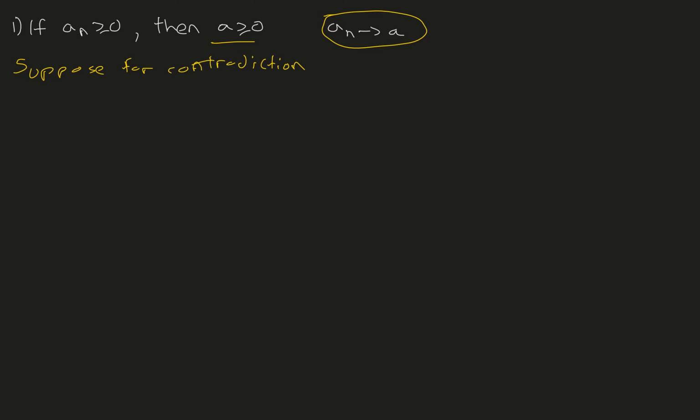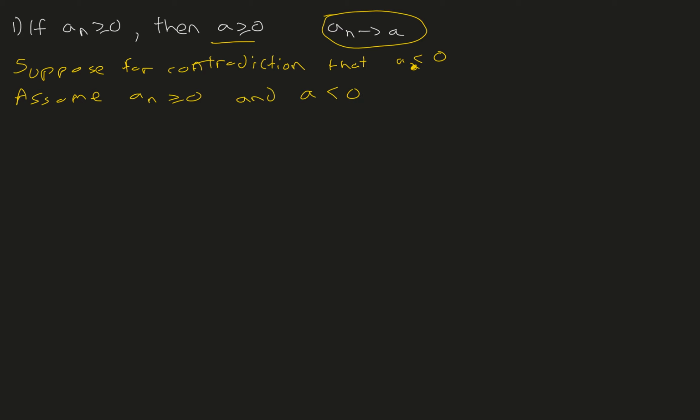that A is less than 0. Since the premise is A is greater than or equal to 0, the negation will be A is less than 0. So assume an is greater than or equal to 0, and since we're doing contradiction, we assume the opposite of what we want to prove, and A is less than 0.